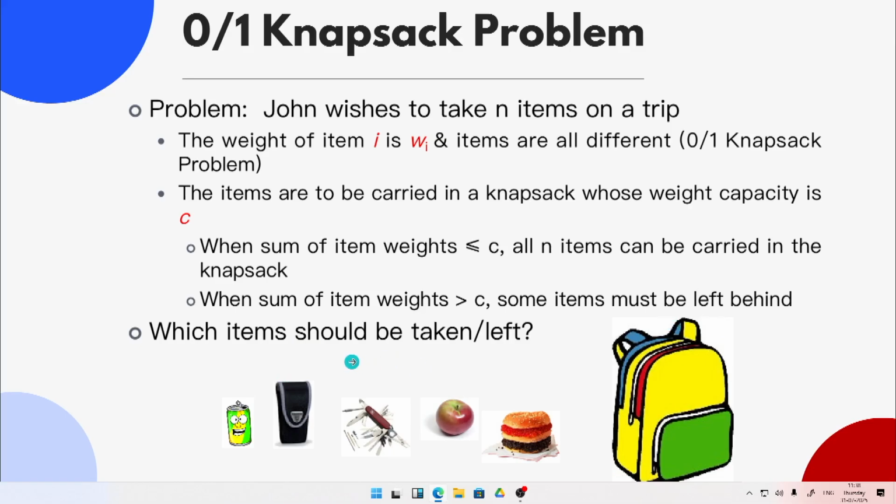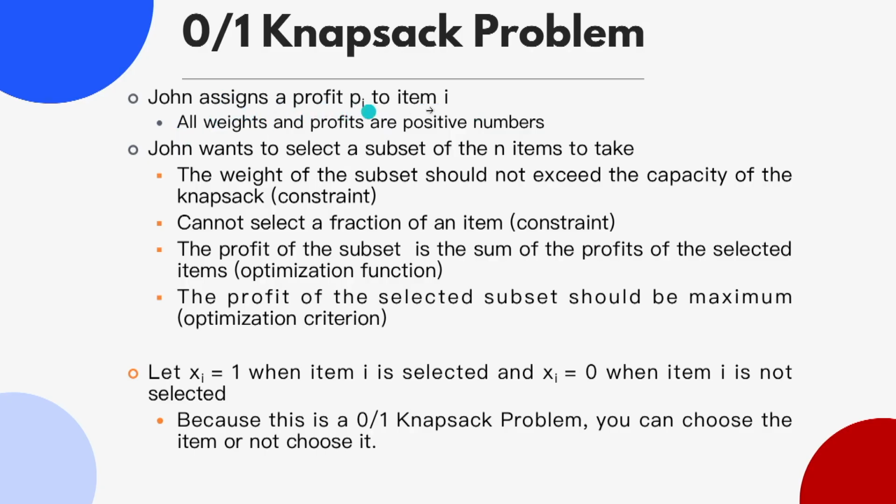So, in our case we have plenty of choices, which we call items, and every item has a weight associated with it. This is our knapsack, which has a capacity associated with it. Now John assigns a profit Pi to every item, and whatever weights those items have and whatever profit John assigns to them, they are all positive numbers.